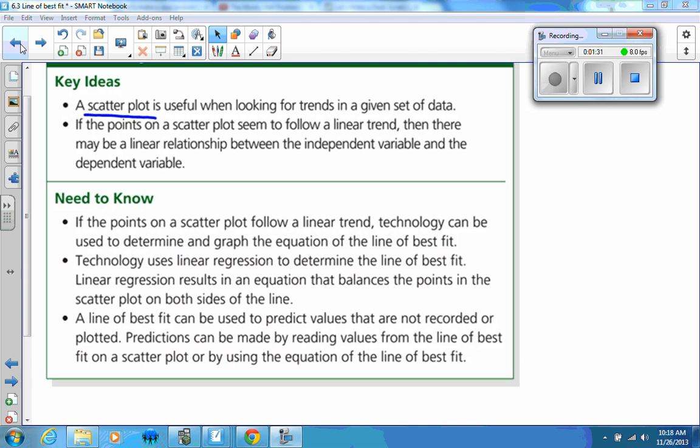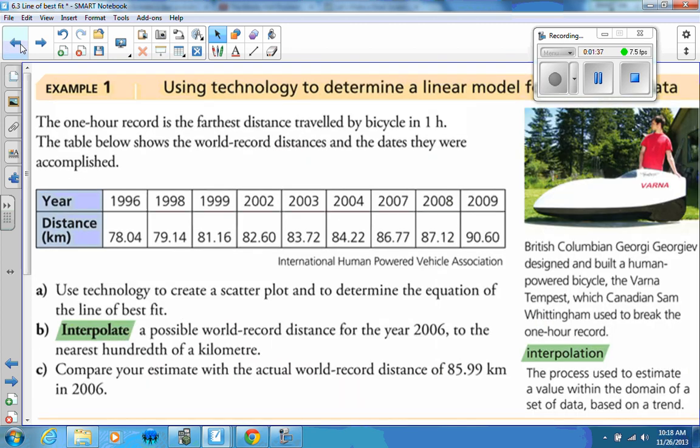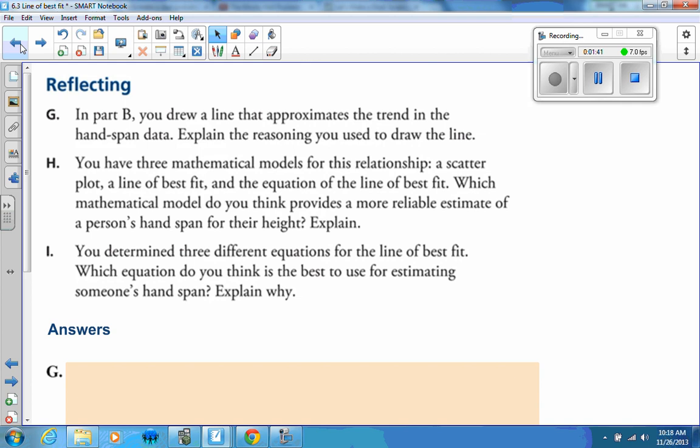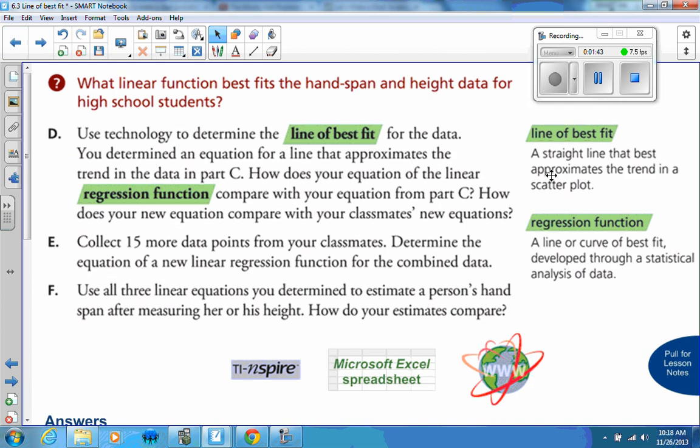So let's flip back into your book to see what line of best fit and regression actually are for definitions. All right, so a line of best fit is a straight line that best approximates the trend on your scatter plot, and a regression function is a line or curve of best fit developed through a statistical analysis of data, which produces an equation you can use to solve other problems.